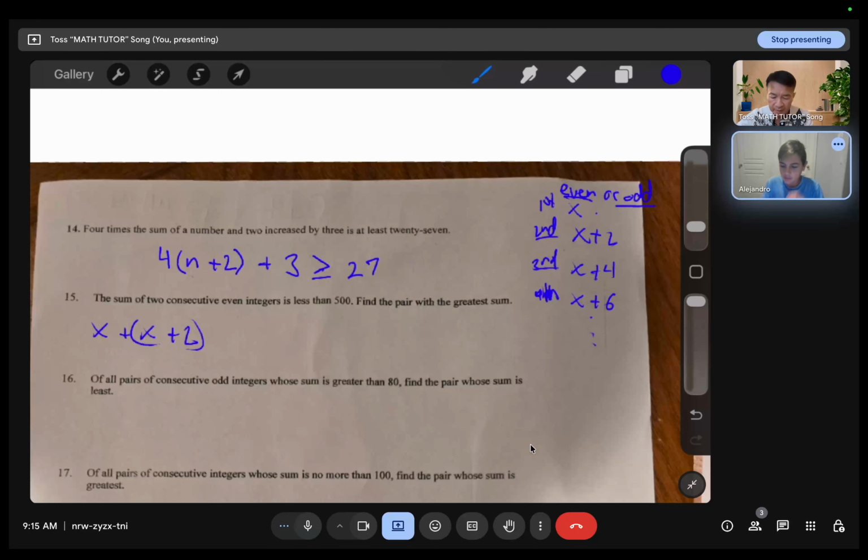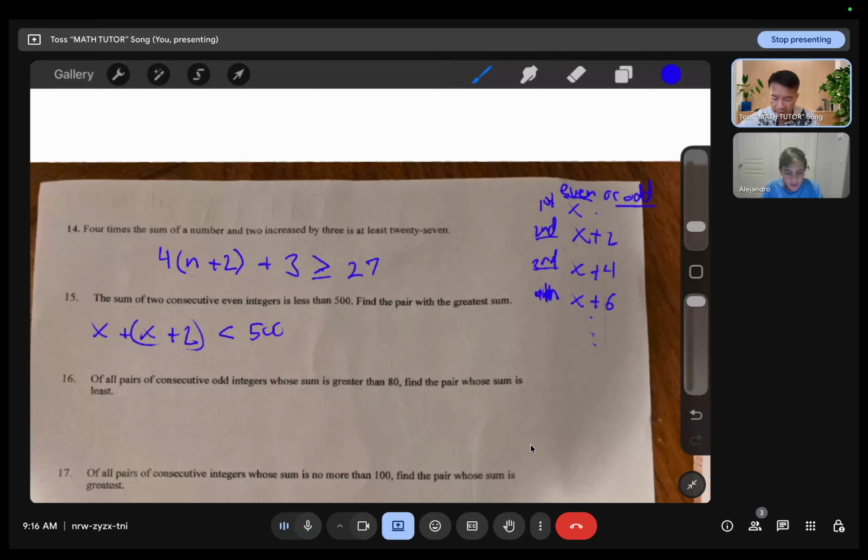Now, less than 500. You okay? Just less than 500. Find the pair with the greatest sum. What that means is just solve it and you'll get the answer. But wait, when you get x, it's the first one. The second one, you add 2 to it. When you get x, you write, this is the first, but then you have to add 2 to it to get the second. Don't forget to label that.